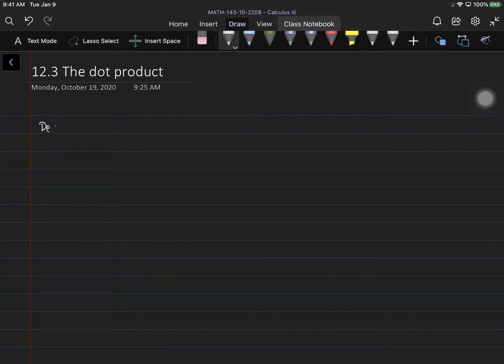Definition 1. The dot product is a kind of product between two vectors. We write it this way, with a dot in between, so we call that u dot v, of vectors u and v. The u vector is given by components u1, u2, u3, and the v vector is v1, v2, v3.